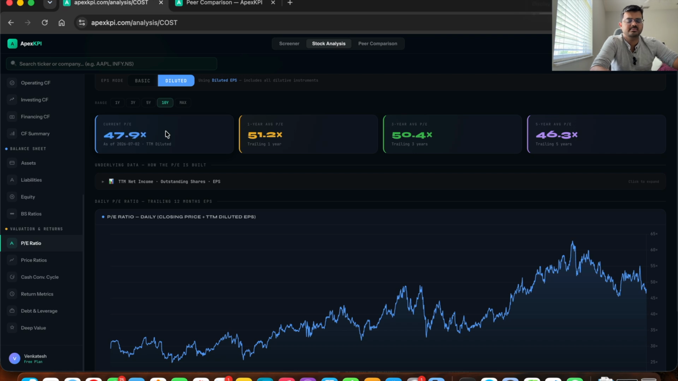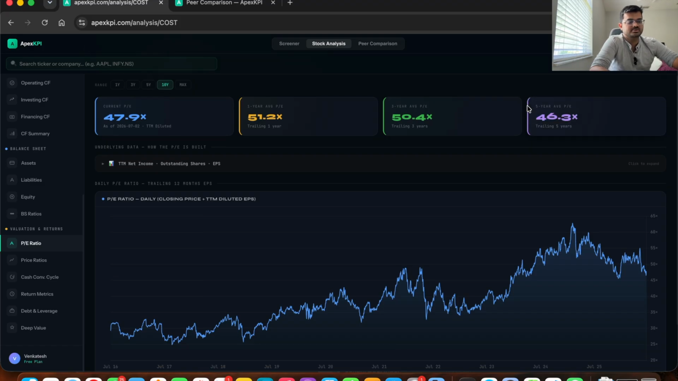A quick snapshot before we look at the chart: as of now, the current P/E ratio is 47.9x. On a 1-year average, it is trading at a 51 P/E. On the 3-year, it is trading at 50 P/E, and on the 5-year, it is trading at 46. So by looking at these numbers, you can get a sense of the historical average value of the P/E ratio.